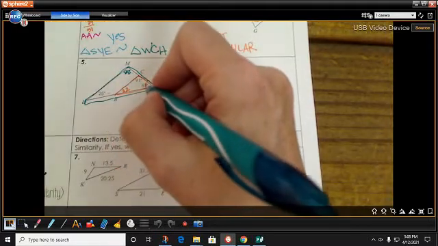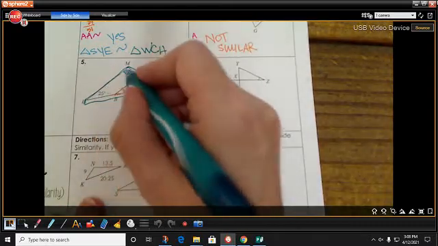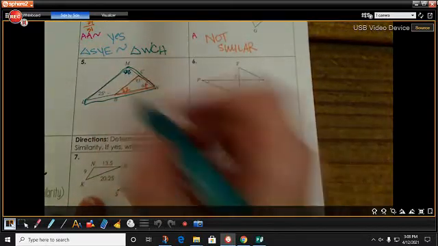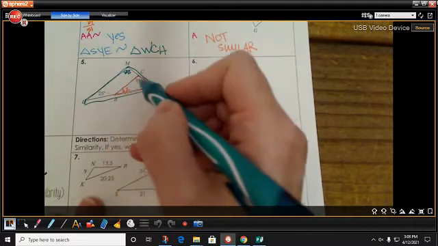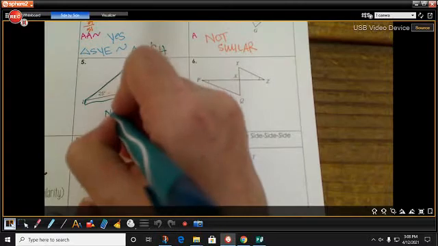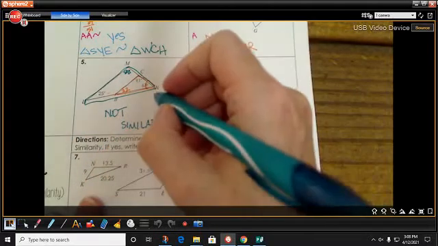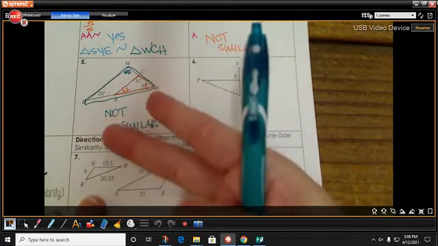So although I have one set of angles congruent in my orange and green triangles, the other angles do not match up. And so first of all, I know that these two lines aren't parallel because their corresponding angles aren't congruent. But I also know that the triangles are not similar because I do not have two sets of angles that are congruent.